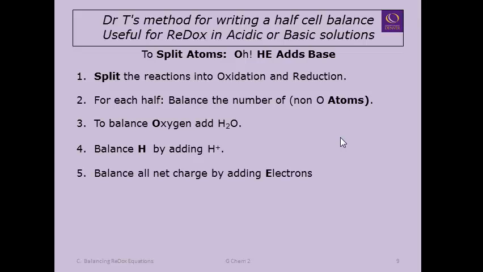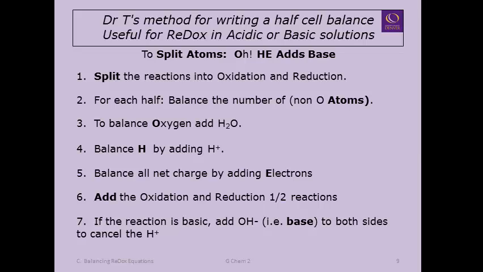You balance all the net charge by adding electrons. So this is going to be the step in which you actually account for adding the appropriate electrons to each half reaction. You're ready to then add the oxidation and reduction half reactions once you know that you have the proper number of electrons in play. And then the last step, step 7, is if the reaction took place in a basic solution, you add hydroxide to both sides to cancel the hydronium. So now this all may seem Greek to you, so let's walk our way through this.